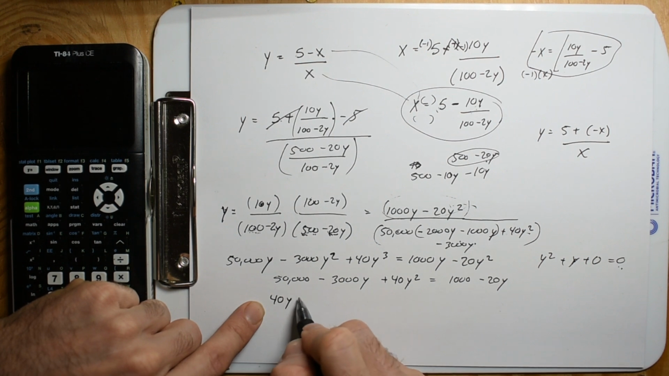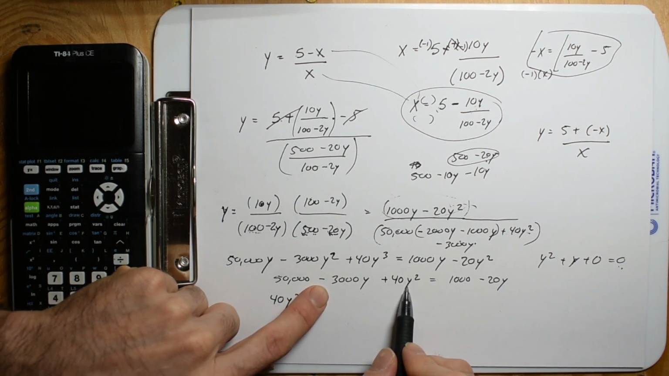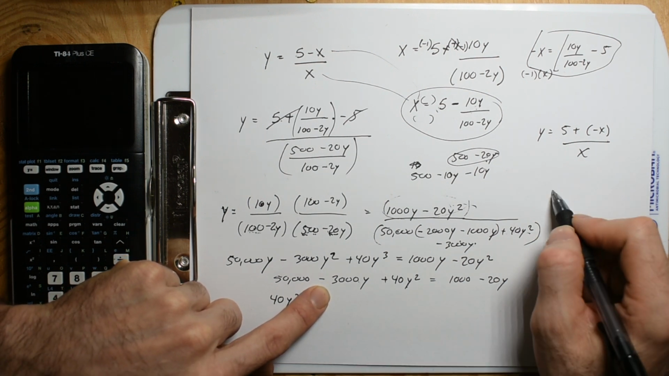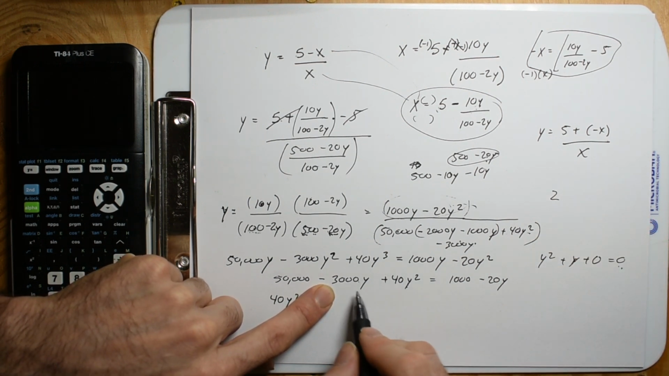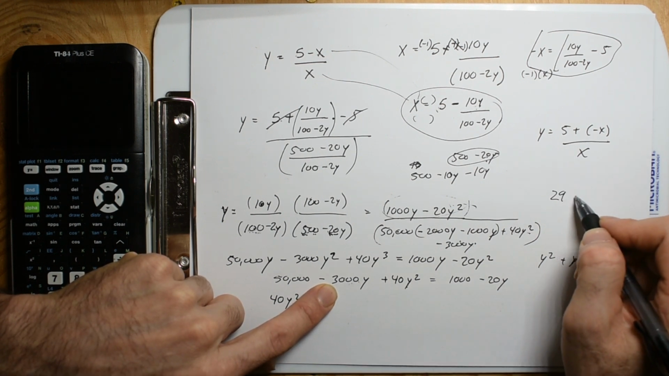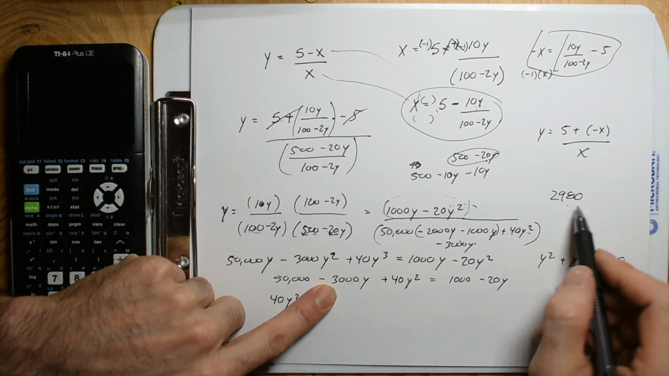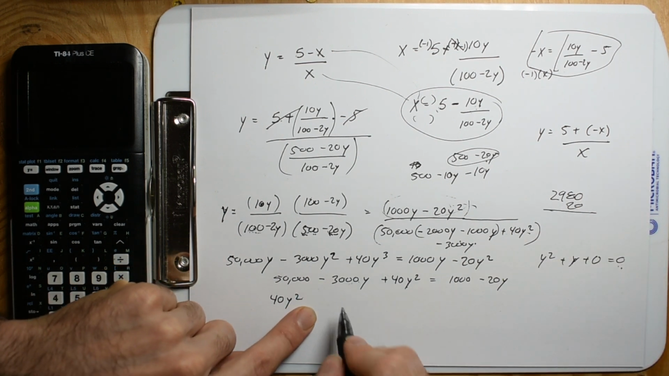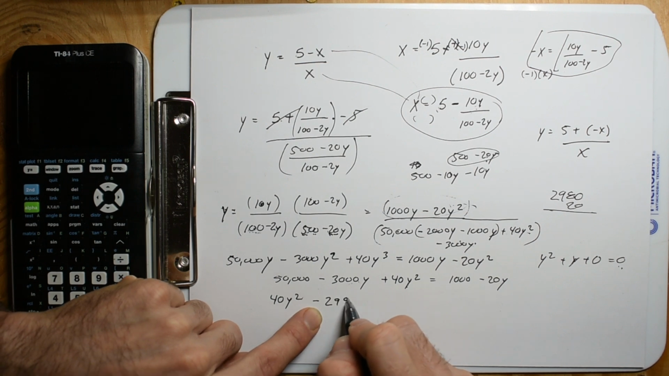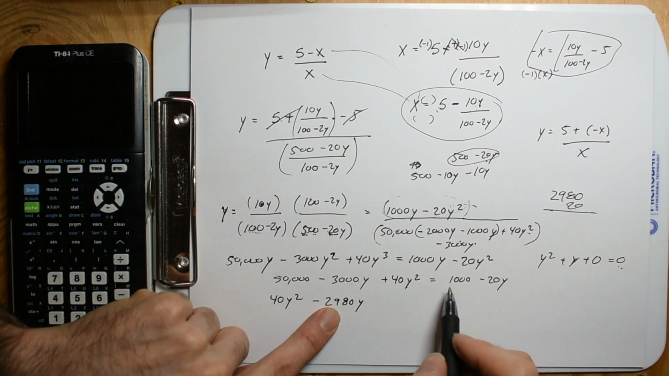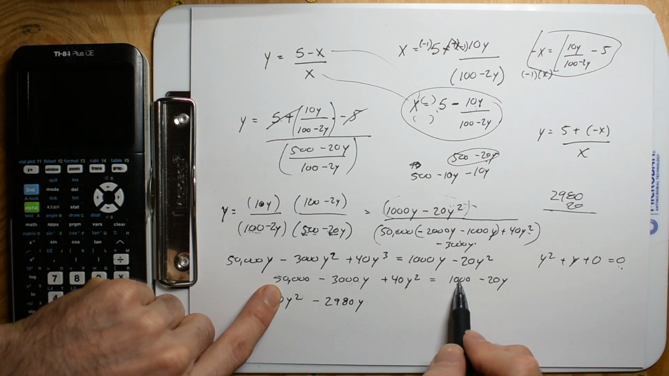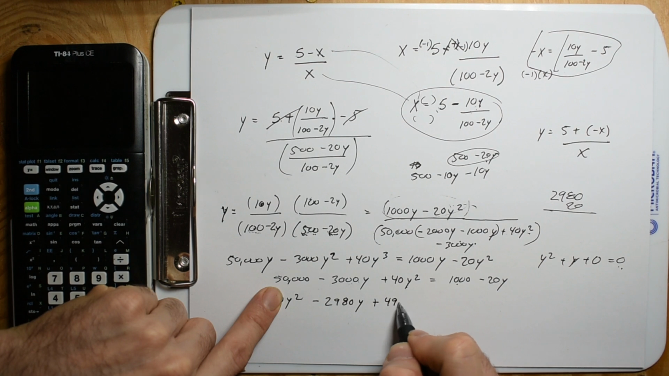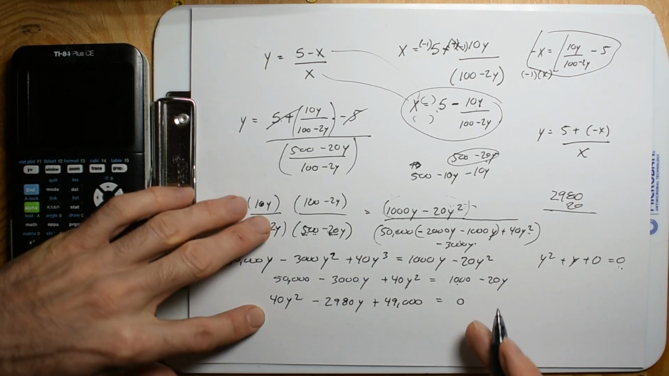So we're going to do 40y squared minus 3,000y plus 20. So we're going to have 2,000, like 2980? 2980? Because 2980 plus 20 is going to be 3,000, right? Okay, so we have minus 2,980y. 50,000 minus 1,000. That's going to be 49,000. So we have plus 49,000 is equal to 0. Okay, sweet.